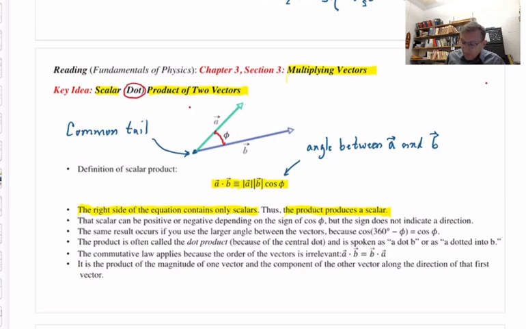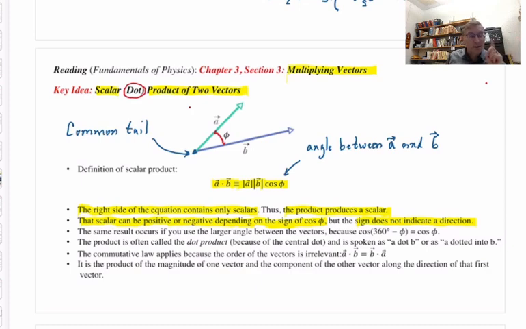Okay? Now, that scalar could be a positive number, could be a negative number, it could even equal 0. It depends on the sign of cosine phi. But please note that that sign does not indicate a direction. The outcome of this is a scalar. Scalar doesn't have a direction. All right? So whether or not A dot B, the scalar product of A and B, is a positive number, a negative number, or maybe even equal to 0, all depends upon that cosine phi part. Is cosine phi positive? Is cosine phi negative? Or is cosine phi equal to 0?